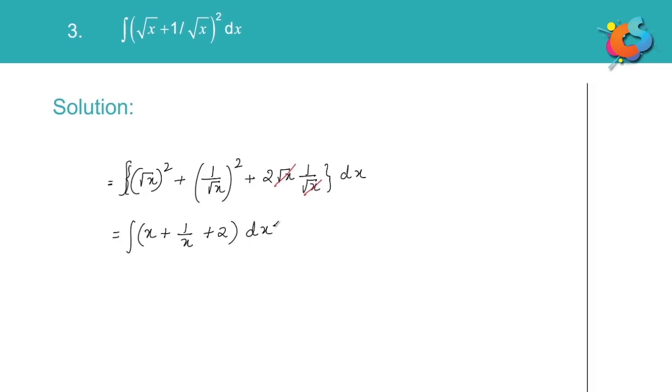See, root x plus 1 by root x, it was a little complicated problem. After expanding this, we reduced this so that a standard formula of integration can be applied. Now, we know that integration of x power n is x power n plus 1 by n plus 1. So integration of x is x power 1 plus 1 by 1 plus 1, which can be written as x square by 2. And integration of 1 by x, which is a standard formula, is log x. And integration of constant is constant into x. So 2x followed by the constant of integration c.